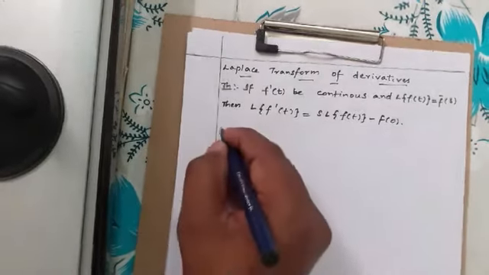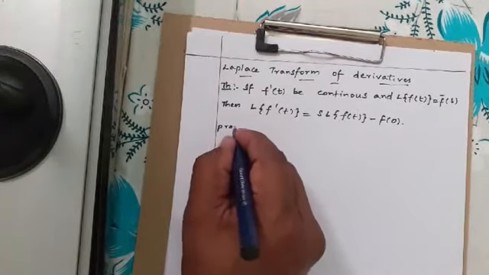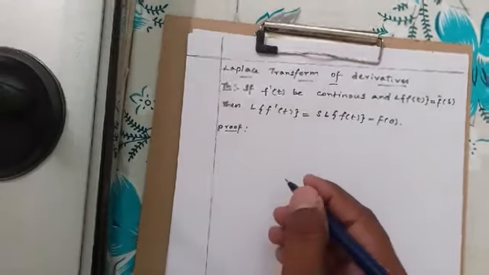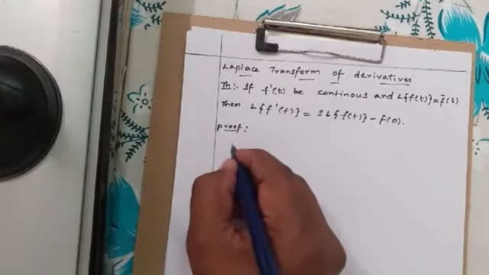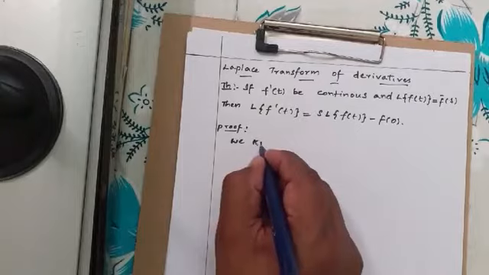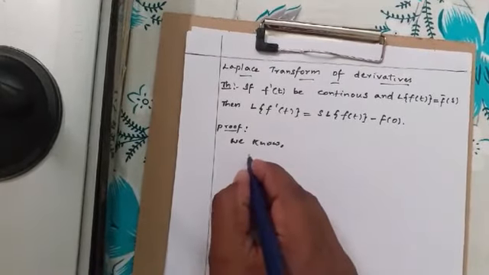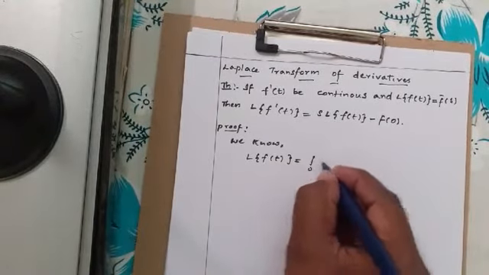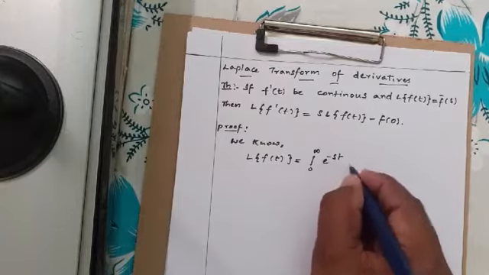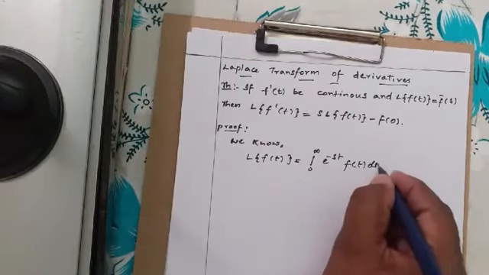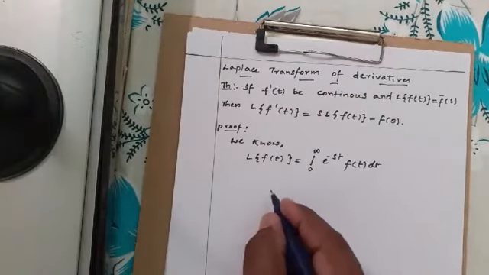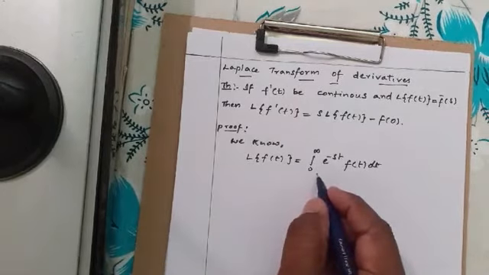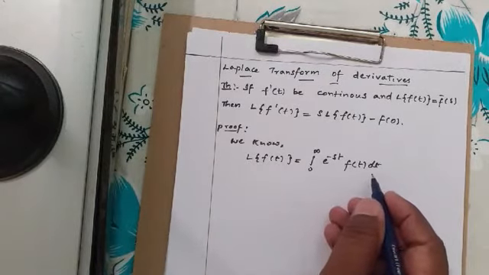Now let us have the proof of this one. In this proof, first we write what is given. We know L of f of t is equal to the integral from 0 to infinity of e power minus st f of t dt. As I have told you, this will come in the entire unit, so you should remember this: Laplace of f of t is equal to integral 0 to infinity e power minus st f of t dt.